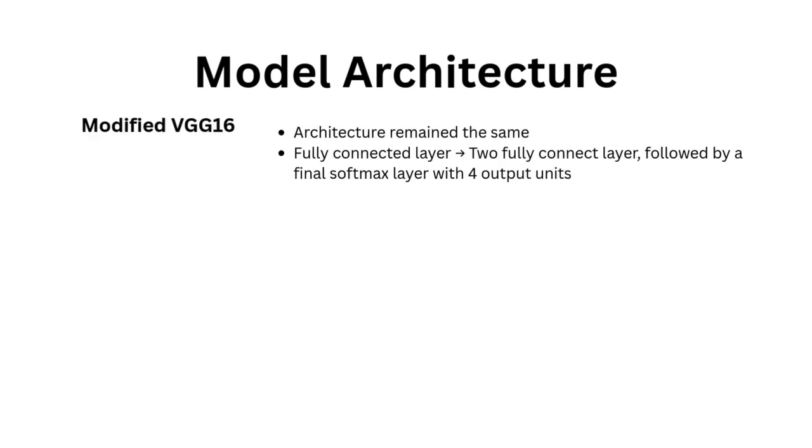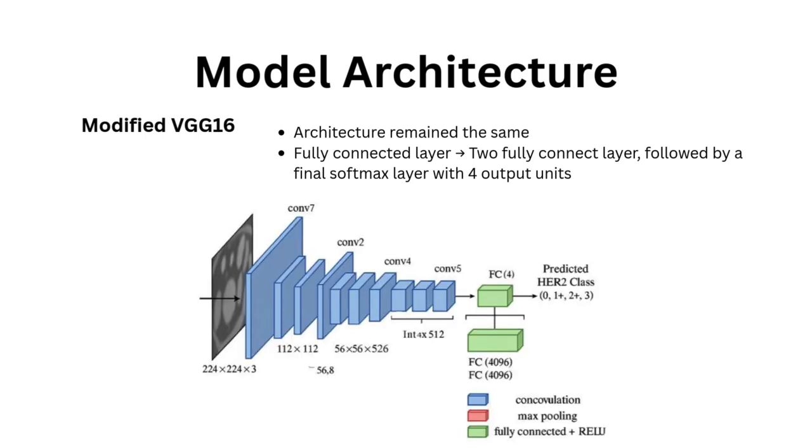In the modified version, the convolutional layers from VGG16 remain unchanged. The main changes are in the final classification layers. I replaced them with two fully connected layers, each followed by ReLU activation, and added a softmax layer that outputs predictions for the four HER2 classes: 0, 1+, 2+, and 3+.